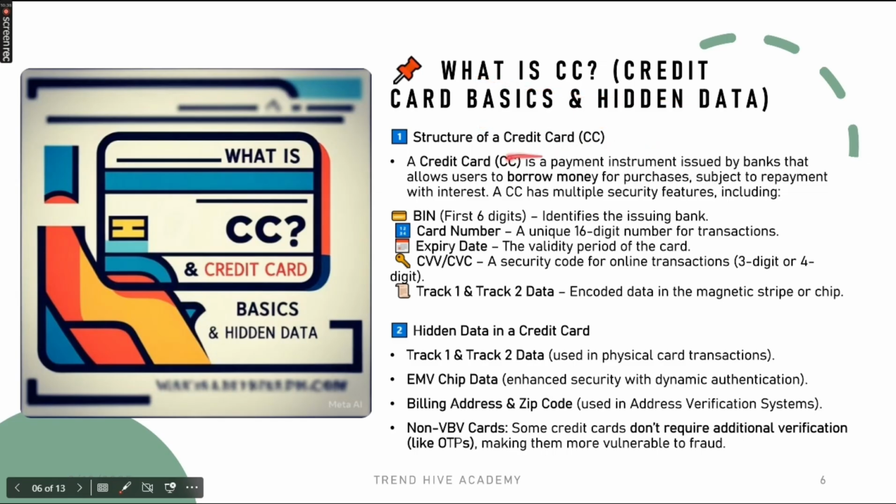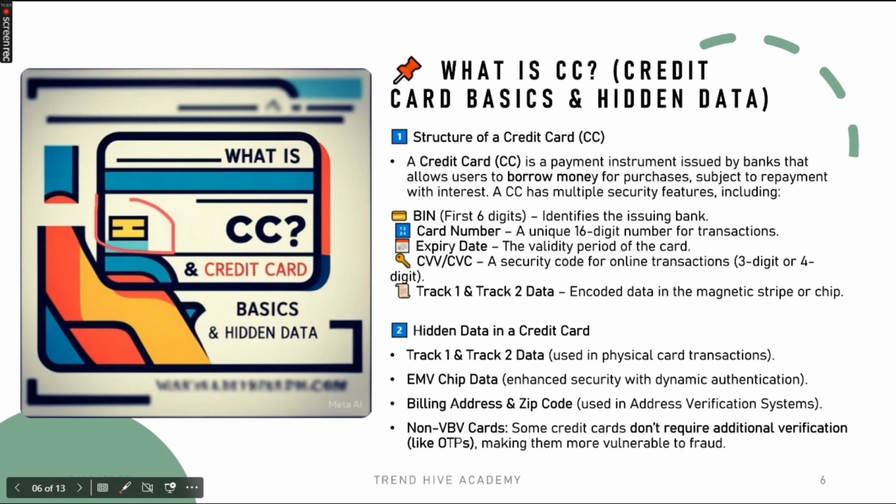Structure of a credit card. A credit card is a payment instrument. A credit card, or CC, is a payment instrument issued by banks that allows users to borrow money for purchases, subject to repayment with interest. A CC has multiple security features including, as I told you, the BIN, the card number, expiry date, CVV, and the track 1 and track 2 data. This is the encrypted data in the magnetic strip.